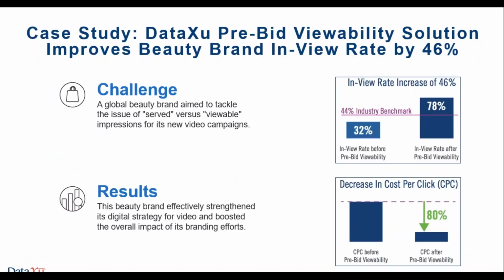A second and similar case study here involves a beauty brand that was looking to drive clicks on their ad units. So this advertiser was looking to tackle the issue of served versus viewable impressions for its video campaign. And to do so, they enabled viewability measurement as well as Dataxu pre-bid optimization. The results, as you can see here, were tremendous, showing a lift in in-view rate from 32% to a rate of 78%, which far exceeded the industry benchmarks for video viewability. At the same time, the advertiser was able to decrease their cost per click by 80% by ensuring that the ads were viewable by the consumers they were targeting.